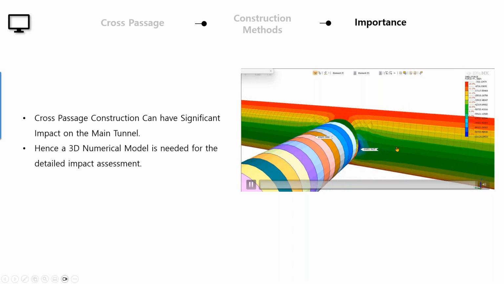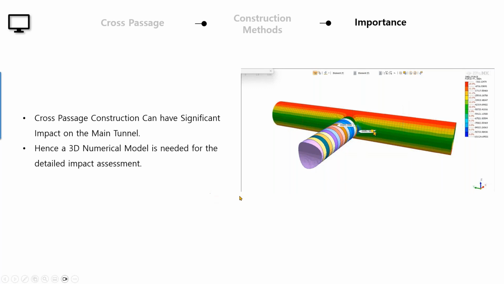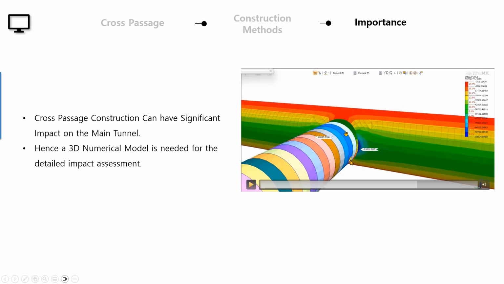So here in this video, you can see initially we have around 46,000 kilonewtons of hoop force in the main tunnel, and the excavation of the cross passage is not done yet. But when I go ahead with the excavation, the lining has been removed, and some part, let's say 1 meter of excavation, is done, and we have twice the hoop force already. So this entire area is experiencing twice the hoop force, which is now 80,000 kilonewtons per meter.